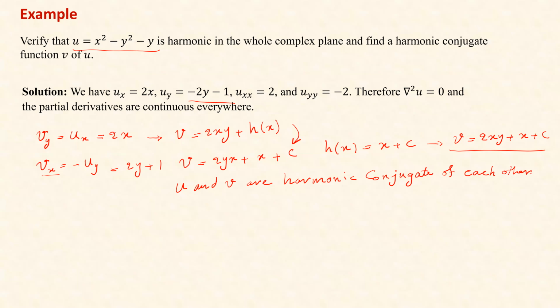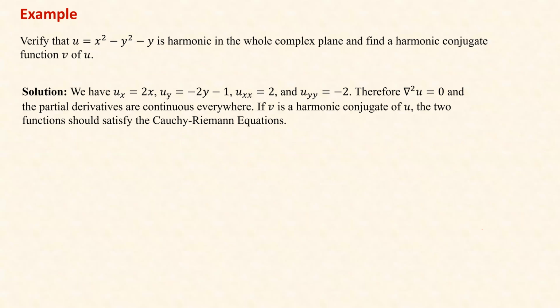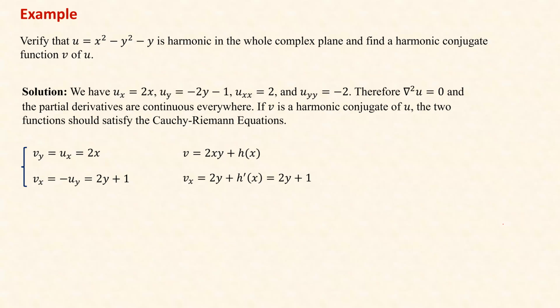All right. And also you can show that we said that if they are harmonic conjugate of each other, they should be the real and imaginary part of an analytic function. You can also find the analytic function here. All right, so let's write this in this form. Vy equals ux equal to 2x, and vx equal to negative uy equal to 2y plus 1. So v becomes 2xy plus h of x, vx becomes 2y plus h prime of x, which is 2y plus 1, then h prime is 1, h is x plus c. And then v becomes 2xy plus x plus c.